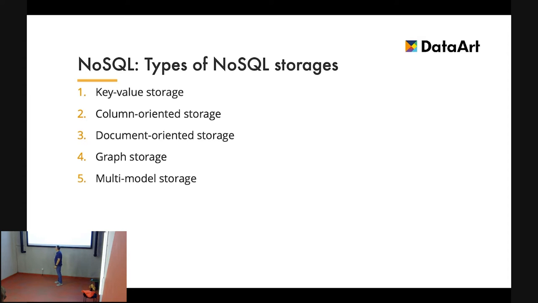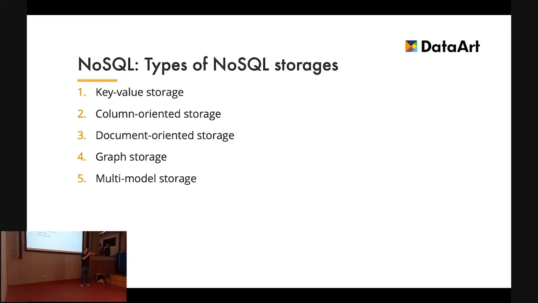Right now, we can select maybe the next types of storages. The simplest is key-value. Next is column-oriented storage, document-oriented, graph, and multimodal storage. It means that this storage can provide possibilities, for example, of document-oriented storage and graph-oriented storage. For example, you can have a row and you can put a document in one cell of this row, and another cell will be used to make relationships, something like that. And the next cell will be used to build a graph, for example a graph of documents, something like that.